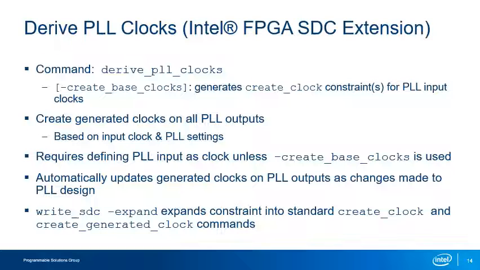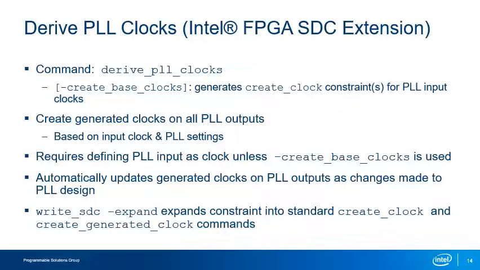As a shortcut to creating generated clocks on the output of PLLs, you can use the derive_pll_clocks command, either added to the .sdc file manually or using the GUI dialog box. This is an Intel FPGA SDC extension that automatically creates generated clock constraints for PLLs based on the parameter settings specified when the PLL was added to the design as an IP core. Even if the characteristics of the PLL change, the generated clocks will update automatically to account for these changes.